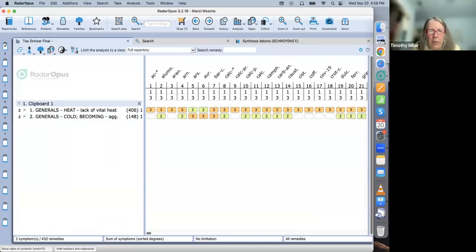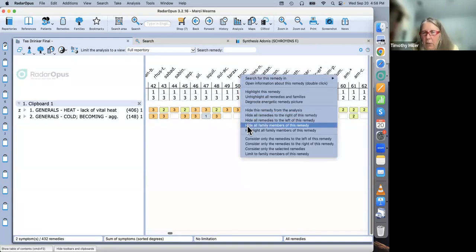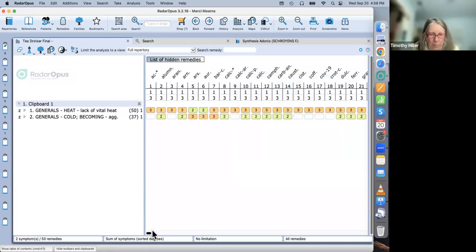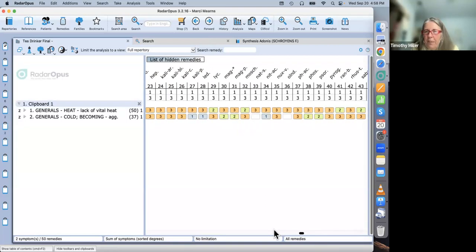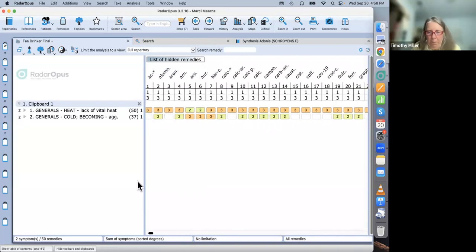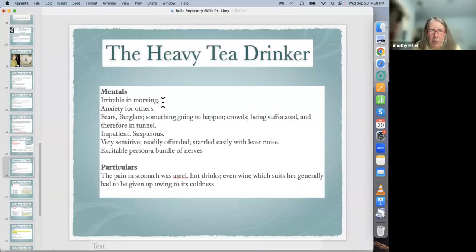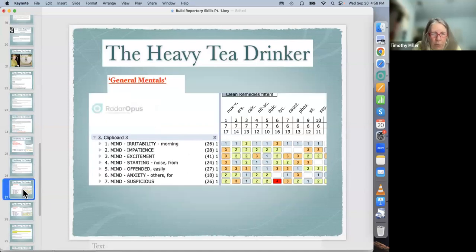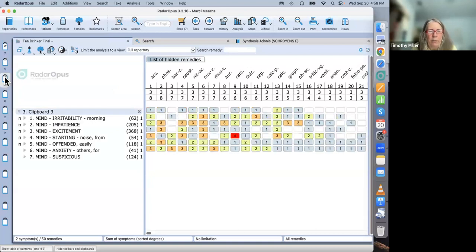There's our first rubric. Looks like we've got to do our elimination thing again. Hide all remedies to the right of this remedy. There we go. So there's our remedy filter on there. That's our first clipboard. For the mentals, for this particular case where we've got irritable in the morning and so on, let's look and see where I put those. Those are on clipboard 3. So let's go to clipboard 3 and let's look at what we've got.